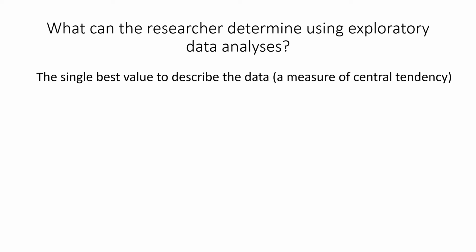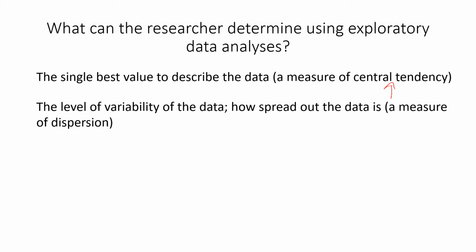So our single best value to describe our data, the single best value, is this measure of central tendency. This is where you're going to get the mean, the median, the mode. The central tendency is something that singly defines the data set. It's not enough by itself, but it is the single best value to describe it. And we'll cover that starting next week.